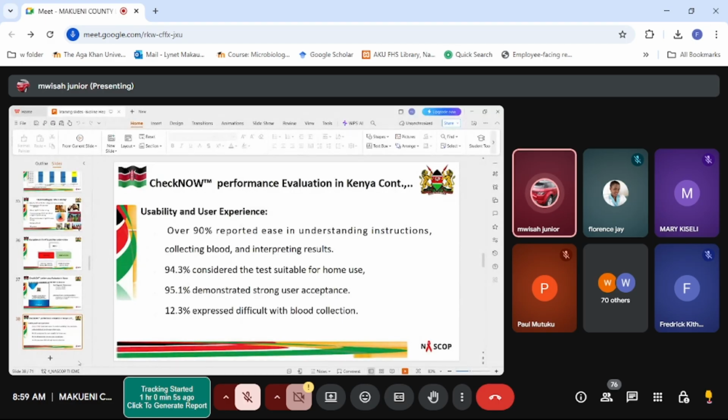Usability and user experience: over 90% reported understanding the instructions. The instructions are very simple to over 90% of the people involved in the survey, for collecting blood and interpreting results. Then 94.3% considered the test suitable for home use. 95.1% demonstrated strong user acceptability. And 12.3% expressed difficulty with blood collection. The number is a bit low, 12.3%. Those were the ones who had trouble collecting the blood sample.